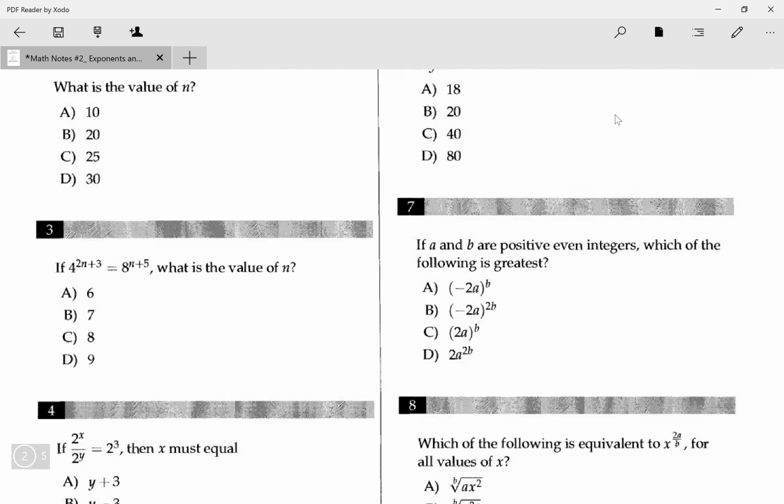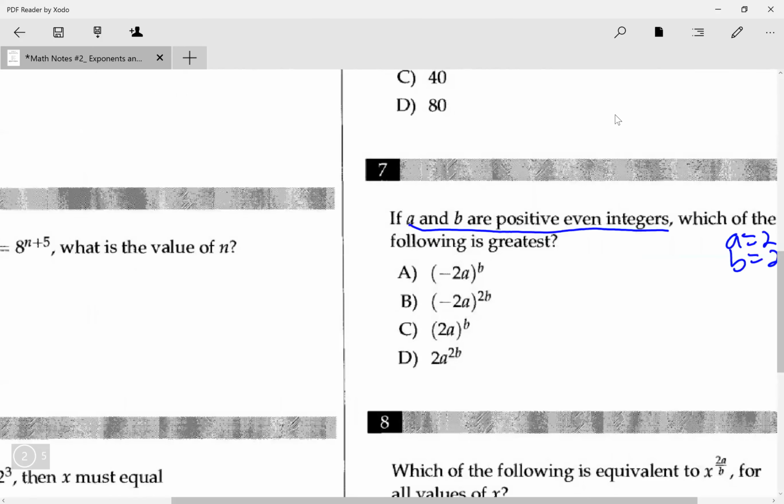So here, what I would do is, it says a and b are positive even integers. So I think in my mind, what are two positive even integers, or even one, that I could plug in for these two variables? The easiest one that comes to mind is 2. Always go with the simplest one you can plug in. So let's just say a equals 2, b equals 2.